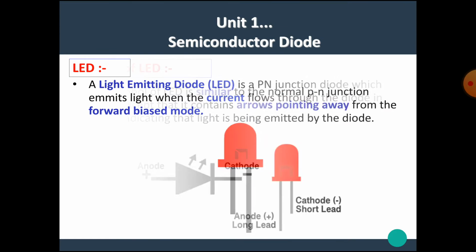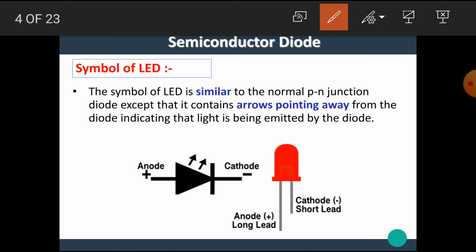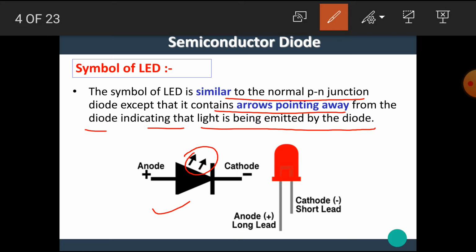Okay, let's see the symbol of the LED. The symbol of the LED is similar to the normal PN junction diode except that it contains arrows pointing away from the diode, indicating that the light is being emitted by the diode. This is the symbol of the LED, in which these arrows point away from the diode. These arrows show the light emitted by the diode. We know that this is the symbol of the normal PN junction diode, and if we place two arrows over the diode, then this becomes the symbol of the LED.